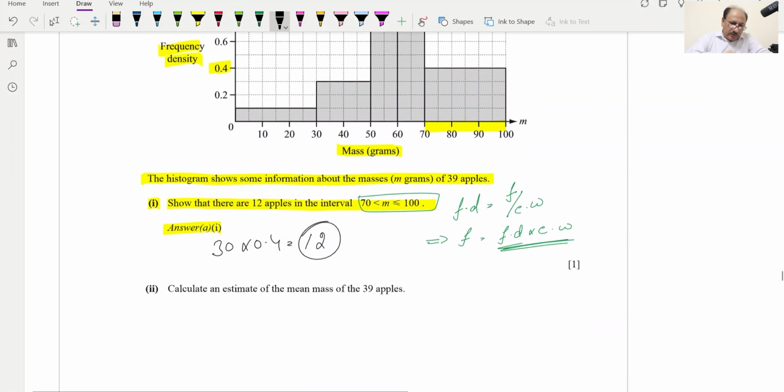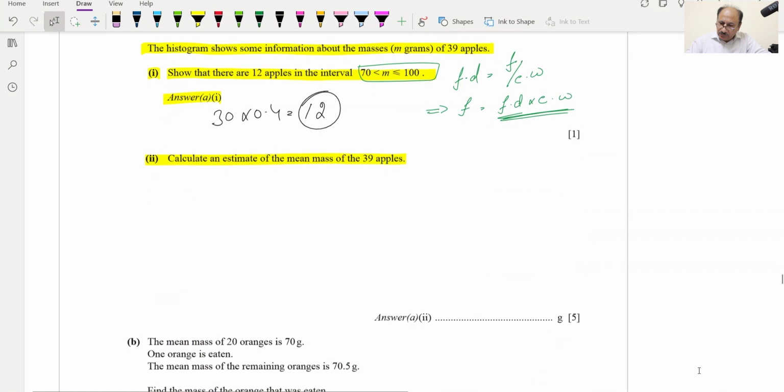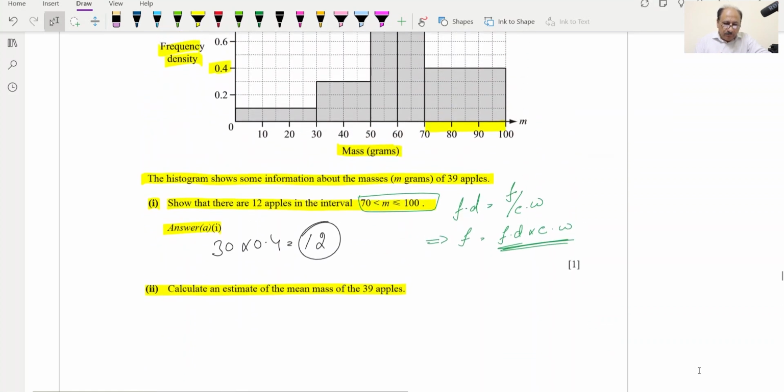Part 2, a 1-mark part: calculate an estimate of the mean mass of the 39 apples. For the mean mass, we have to do some working, and this is basically a 5-mark question. So first of all, we will start from here. This is the class width. First one is 30, so 30 will be multiplied by 0.1, so we write here 30 multiplied by 0.1, and next will be what?